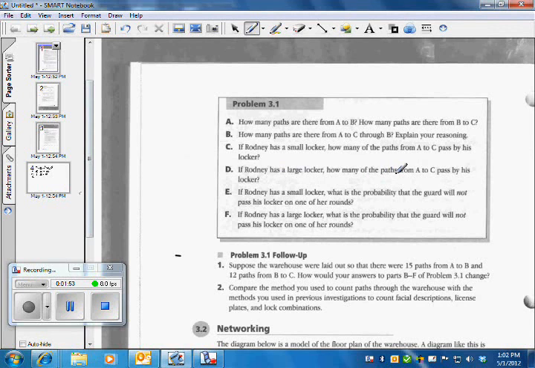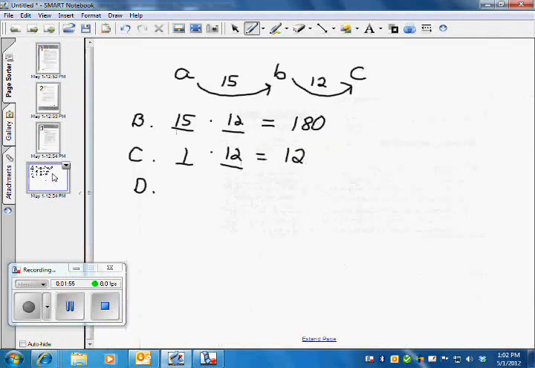D says if Rodney has a large locker, how many of the paths from A to C pass by his locker? Similar to the previous case, but in this one we're limiting the paths that the guard could take from B to C. So the guard could take 15 different paths from A to B, 1 path from B to C, and so we get 15.